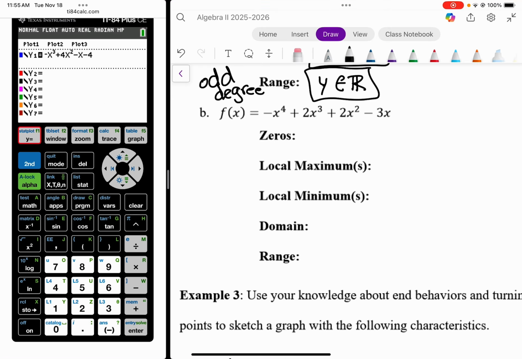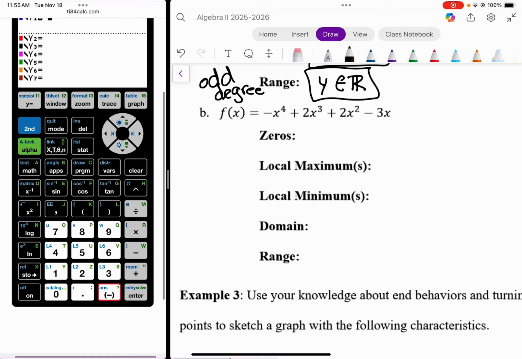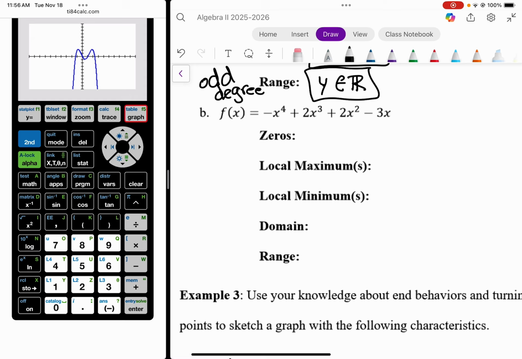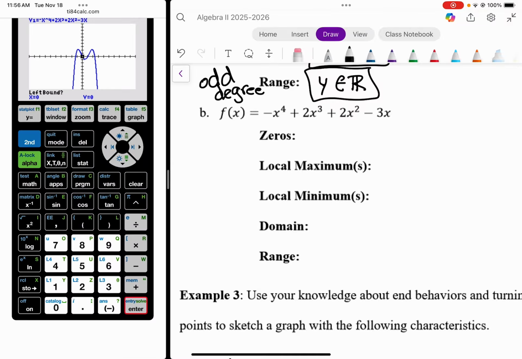So this one, you hit y equals, clear it out. We do negative x to, oops, didn't type the negative. So negative x to the power of 4, and then plus 2x cubed plus 2x squared minus 3x. Graph. Okay. So again, we're going to find our zeros by hitting second trace, number 2.